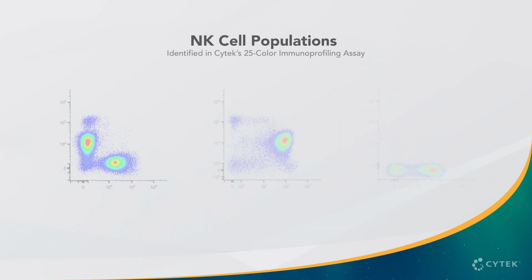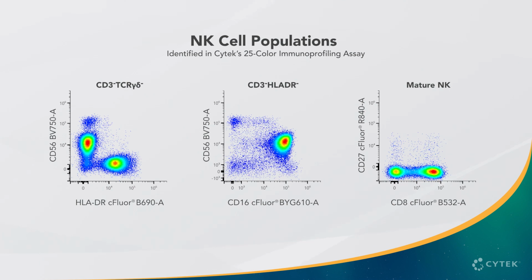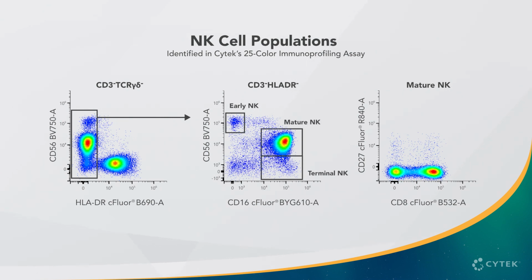panel. Here, we can examine the NK cell populations identified in Cytek's 25-color immunoprofiling kit. Thanks to the use of quality reference controls, we can obtain clean orthogonal populations when identifying the HLA-DR negative population in the CD3 negative TCR gamma delta negative subset. Within this gate, we can clearly identify the early NK, terminal NK, and mature NK populations via CD16 and CD56 expression. Going even further, we obtain good resolution of the rare CD27 positive cells within the mature NK subset.